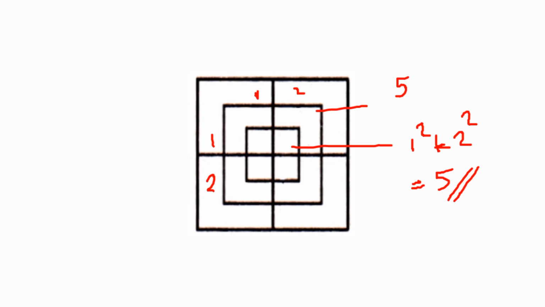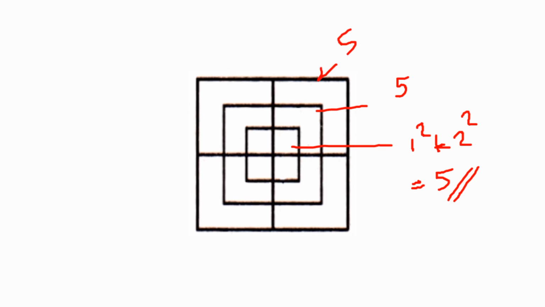So in the innermost square there are 2 rows and 2 columns. We know that if the number of rows and columns are equal, how to find the total number of squares? Just square those values. So 1 square plus 2 square, that is 1 plus 4, you will get as 5. Now you have to find the total number of squares in the square which is outer to it. Here also there are 2 rows and 2 columns. So the total number of squares formed is 1 square plus 2 square, again 5. Then you have to find the total number of squares in the outermost square. Here also there are 2 rows and 2 columns. So the total number of squares formed is 5.